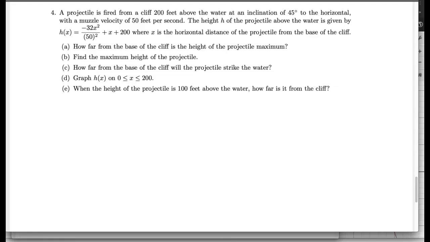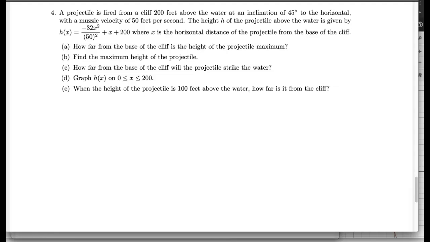Hi everybody, let's look at number 4 from section 2.6. A projectile is fired from a cliff 200 feet above the water at an inclination of 45 degrees to the horizontal, with a muzzle velocity of 50 feet per second.